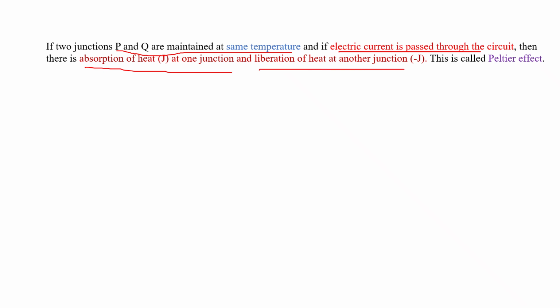So in the first case you can see we have maintained the two junctions at different temperatures and potential is produced. Here we are maintaining the temperature as constant between the two junctions P and Q. Now an electric current is passed through this circuit. Here at one junction there will be absorption of heat and at the other junction there will be liberation of heat. This is known as the Peltier effect.